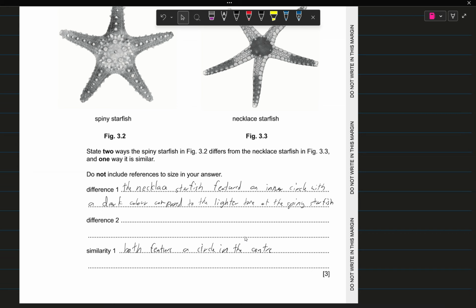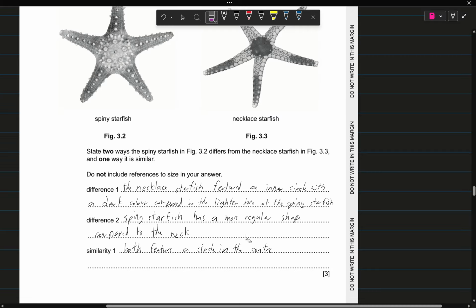So, spiny starfish has a more regular shape compared to the necklace starfish. And we are done with this one. Okay.